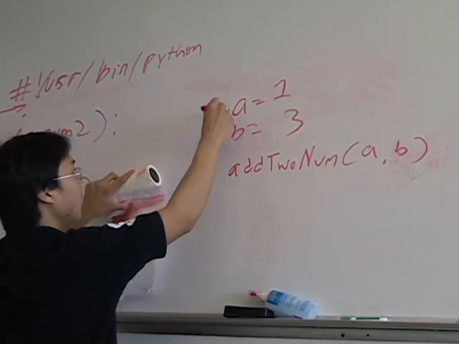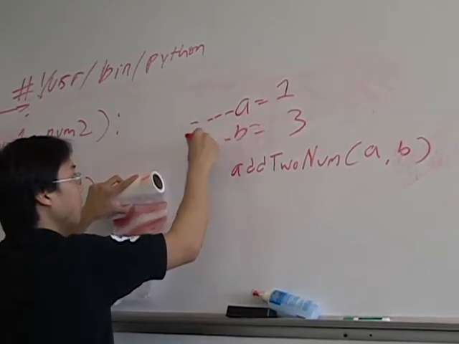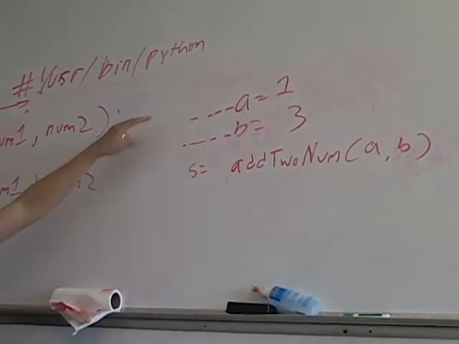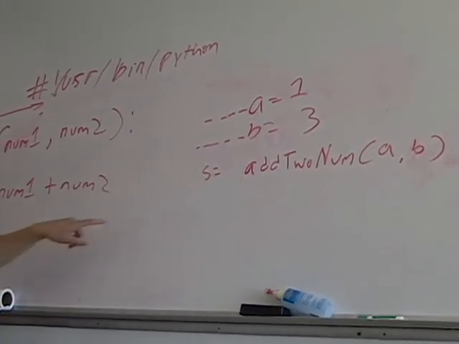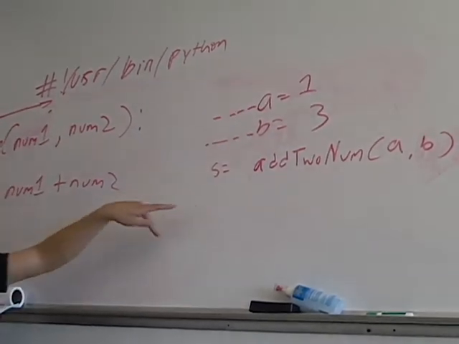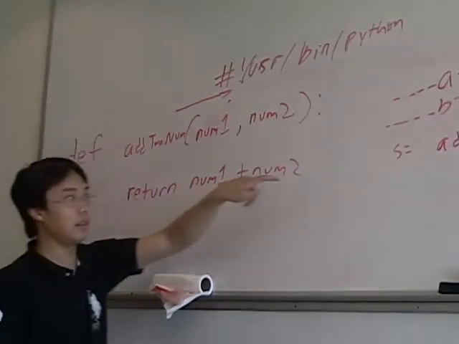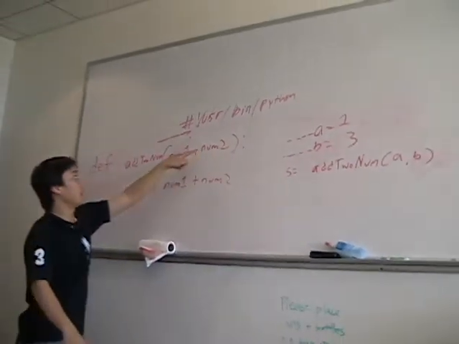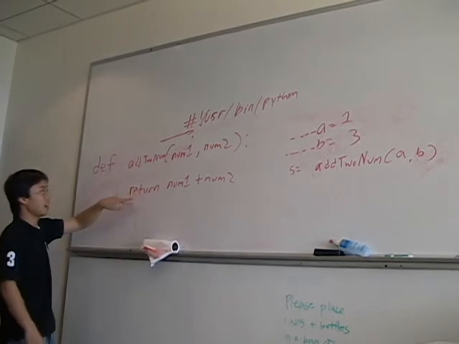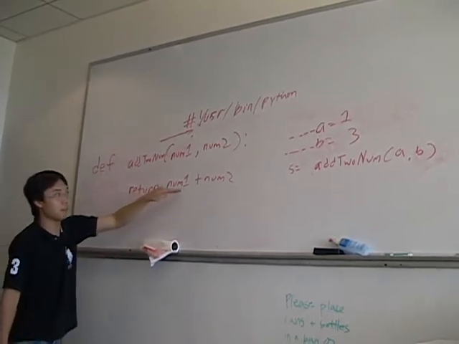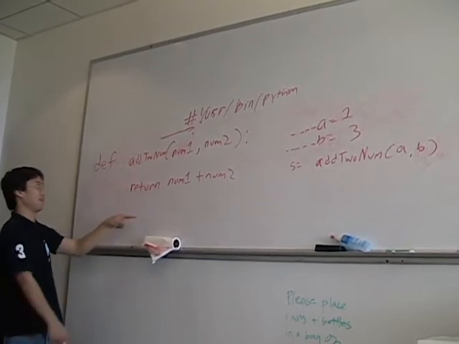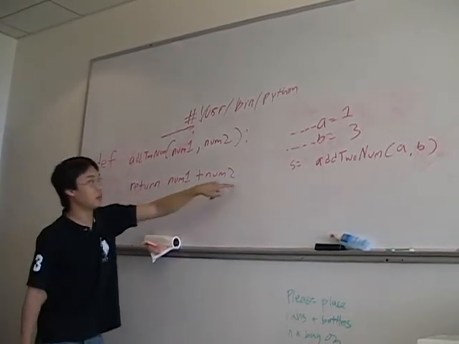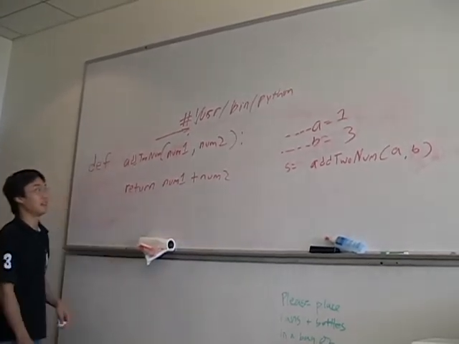So you gotta make sure they're all indented, or they're all aligned, or else you're gonna have an error. So s is equal to add 2 numbers. So a will replace num1, b will take the place of num2, and in reality you're actually going to return a plus b, which is 4. It's going to return 4, and it's going to store it to s.